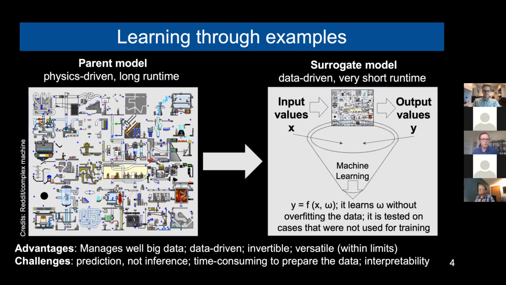There are some challenges, of course. Machine learning is not all easy, and it is not magic. It doesn't solve all the problems. For sure, this surrogate model does prediction, but it doesn't test the physical accuracy of that prediction. In a certain sense, if you have a model, it doesn't do any better than that model. It's a bit time consuming to prepare the data, and also there is a problem of interpretability.